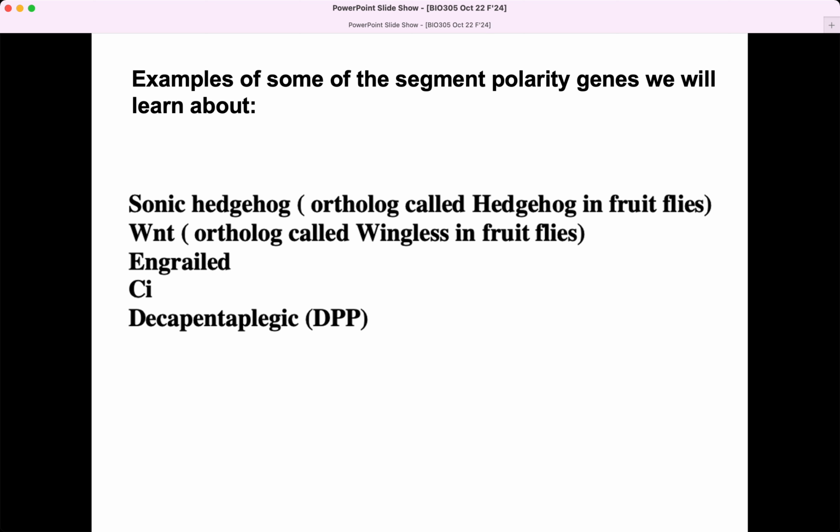Sonic hedgehog, Wnt, and DPP are secreted signaling factors that go between cells. So they all have the same story. They're just kicking a message from one to the other. In our story, Wnt is going to be released by the posterior team and affect the anterior team. Sonic hedgehog is going to be secreted by the posterior team and affect the anterior team. They're going to be talking across this border using those two very, very famous signaling factors.